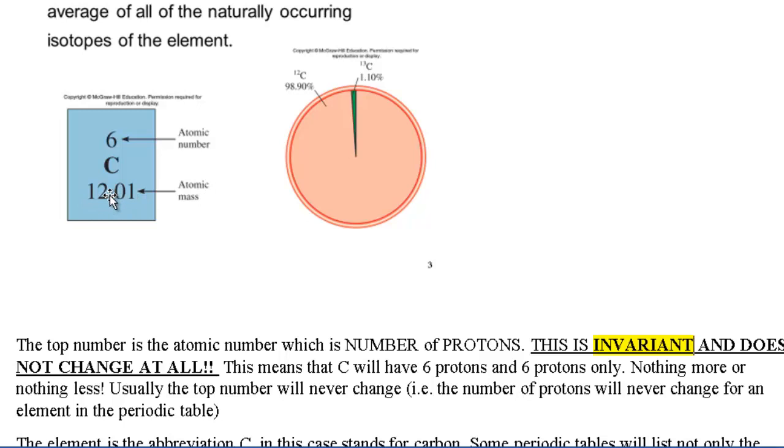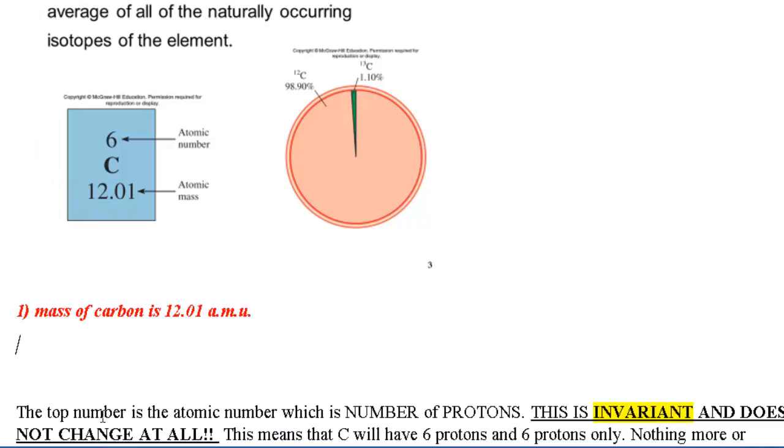This number at the bottom here is the atomic mass, and it really has 3 definitions. So let's write those 3 definitions down. The first one is the mass in units known as atomic mass units, 12.01 AMU. Do not forget the units, AMU, which stands for atomic mass units.